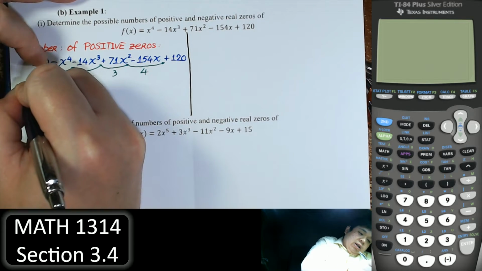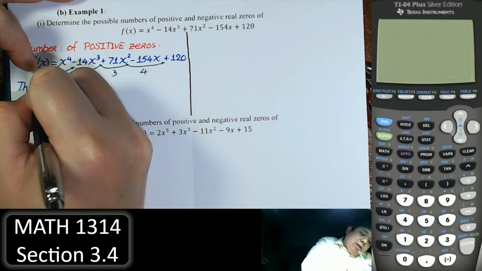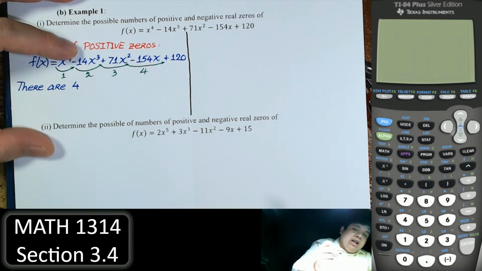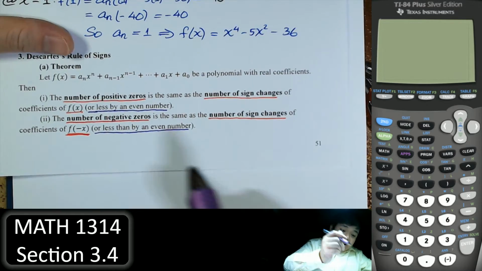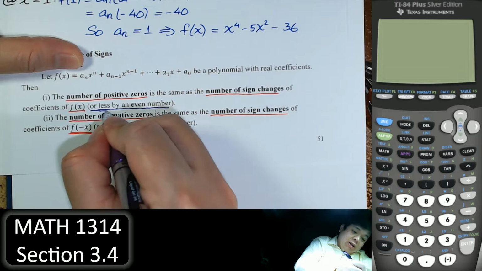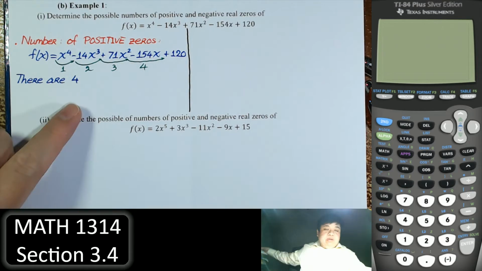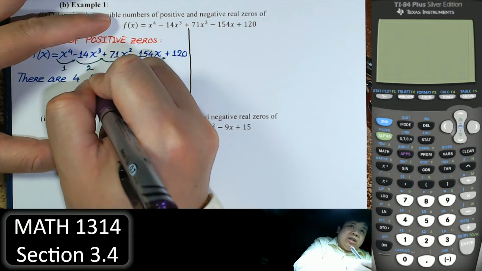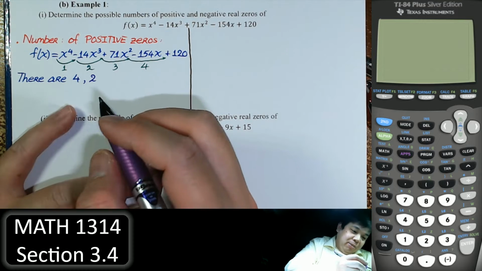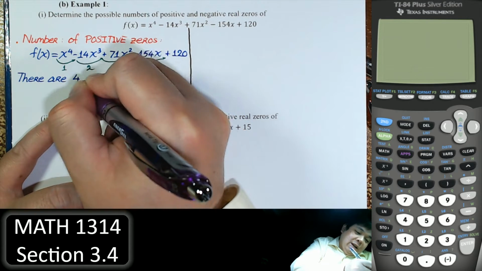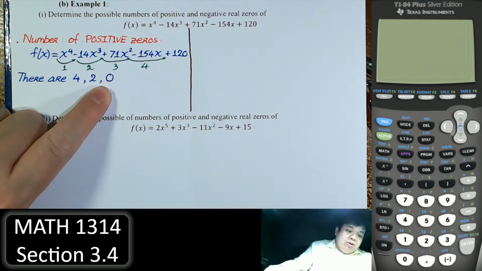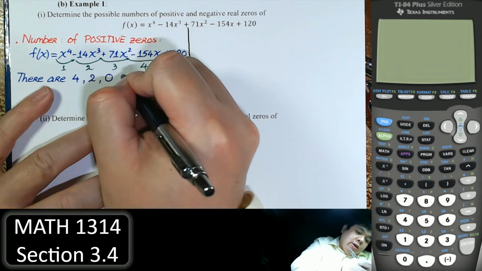So there are 4 sign changes, meaning there are 4 positive zeros. Now, it also says either that or less by an even number. So it could be 4 or less by an even number, meaning we subtract 2. In that case, 2 is less than 4 by 2, an even number. So we subtract 2, then subtract 2 again, until we cannot subtract 2 anymore. If we do that, we're going to have 0. So there are 4, 2, or 0 positive zeros.